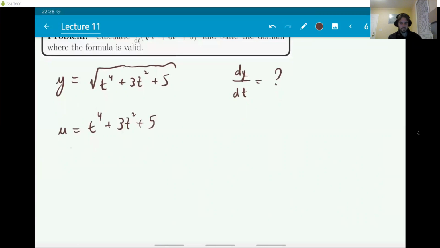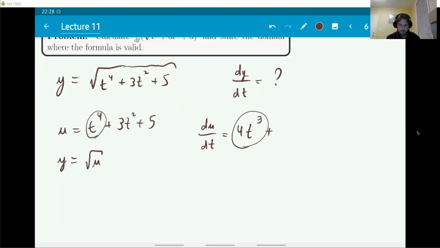And there is the outer function, y is the square root of u. So we need to find the derivatives of these two separately, du/dt. That's easy with the power rule. I'm applying this here very quickly. What is the derivative of t cubed? This one that I just wrote down is the one for t to the fourth.